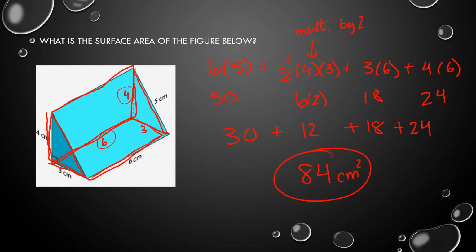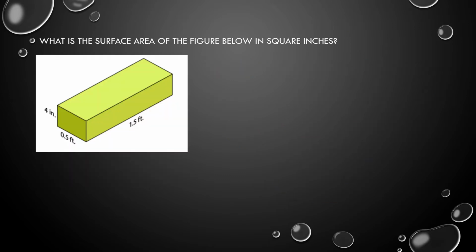So again, we're finding the area of each surface and adding it together. Alright, next one. So here we have a box, and we want to know what is the area of the figure in square inches. Now notice how we are given feet here. Before we start finding the area, we need to change all of our units into inches because that is the unit that my question is asking me. So in order to do that, we would take these feet units and multiply them by 12 because there are 12 inches in 1 foot.